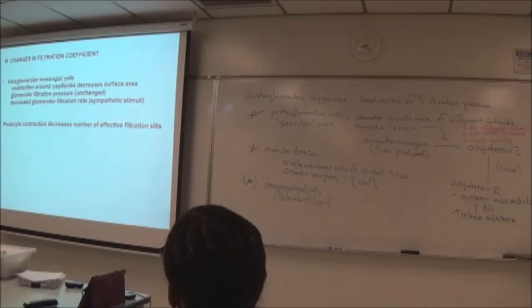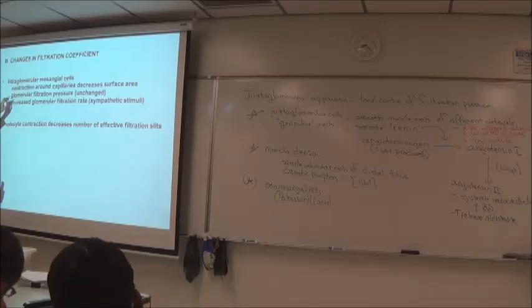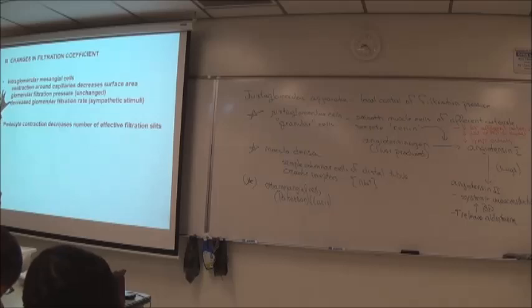And then the intraglomerular mesangial cells, these are inside, wrapped around the podocytes. So in between the podocytes, we have these intraglomerular mesangial cells. And when they contract, they function to decrease the filtration rate because they decrease the surface. So they make less available slits, decreasing the number of effective filtration slits. So those are the intraglomerular, not the extraglomerular.